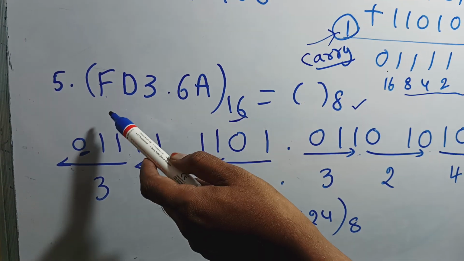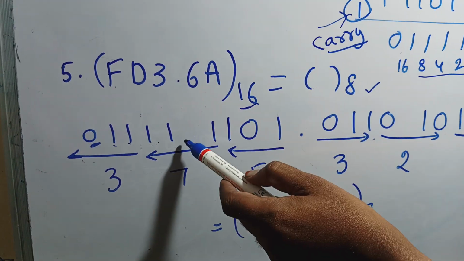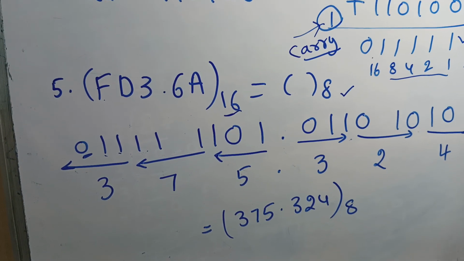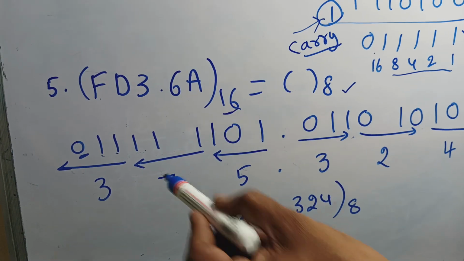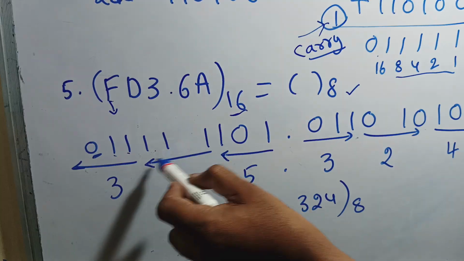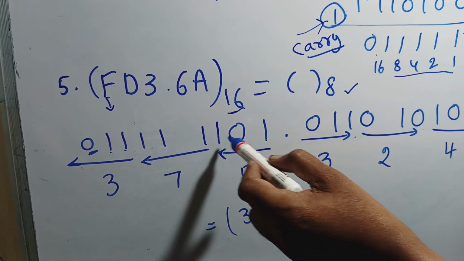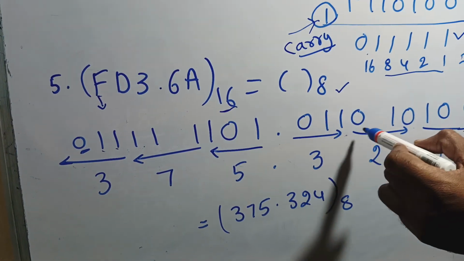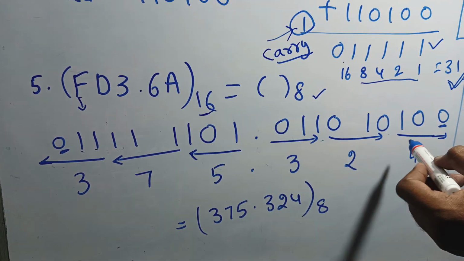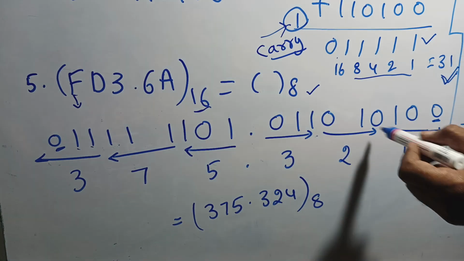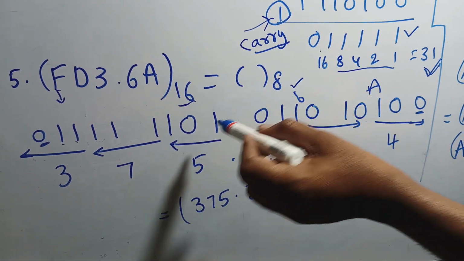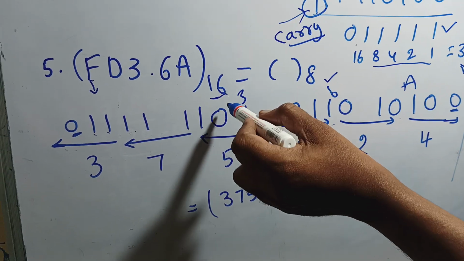So here F is 15, so 1111. D is 1101. You can write the 4-bit equivalent number. If you want to write hexadecimal to binary, for each digit you write the corresponding 4-bit number. F is 15, 1111. D is 13, 1101. 3 is 0011. 6 is 0110. A is 10, 1010.